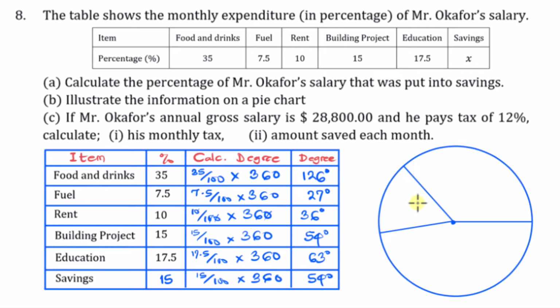So this portion is fuel and rent. Rent is much more than fuel, so let me divide. The bigger one will be rent, the smaller one will be fuel. You can use your protractor to just mark it up, but since it is a question embedded in other questions, you can just go ahead and mark it up like that. So here I have 54 in 2 places and I have 63.